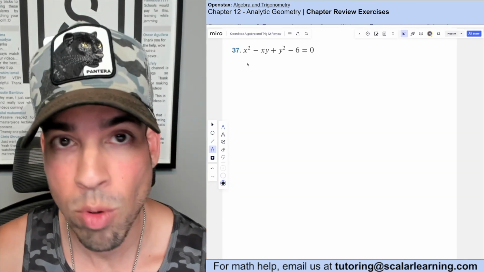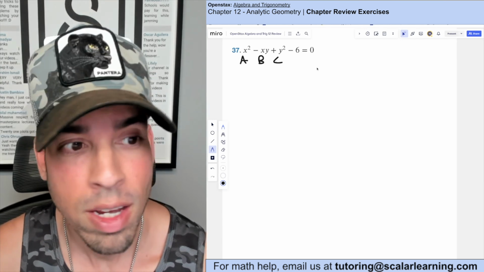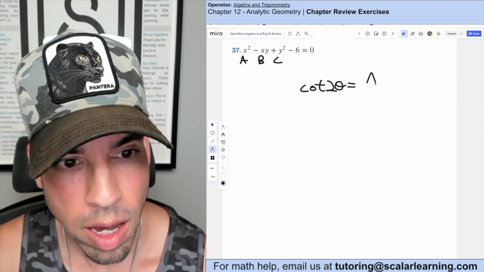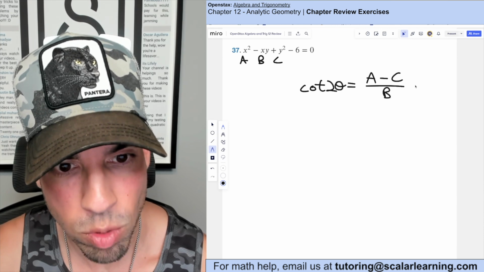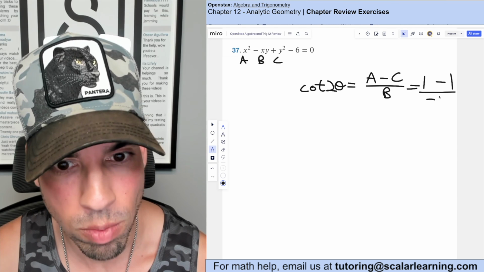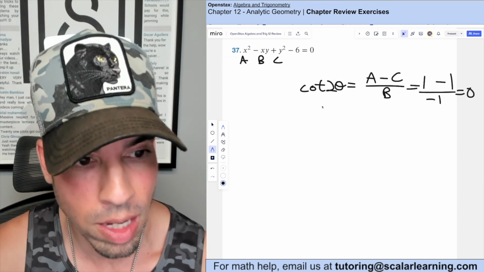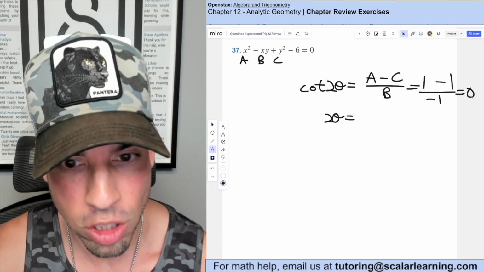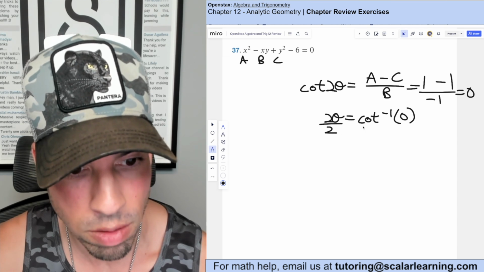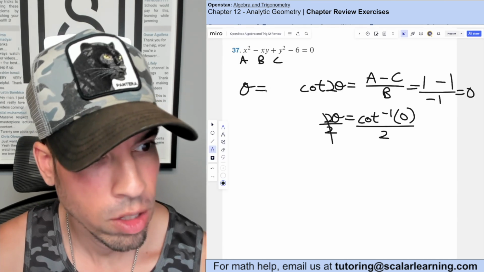Done. So for this one, before we start, to find the angle, we have to recognize that this is A, B, and C, meaning those coefficients. To find the angle, first we're going to use the equation cotangent of 2 theta equals (A minus C) over B, which in this case is (1 minus 1) over negative 1, right? That's my B term. So 1 minus 1 is 0, so this is equal to 0. So cotangent of 2 theta is equal to 0. To solve for theta, we're going to take arc cotangent of the other side, so arc cotangent of 0. And then to get theta, we're going to divide by 2. So there we go. In degrees, that gives us 45 degrees. So my theta value is going to equal 45.